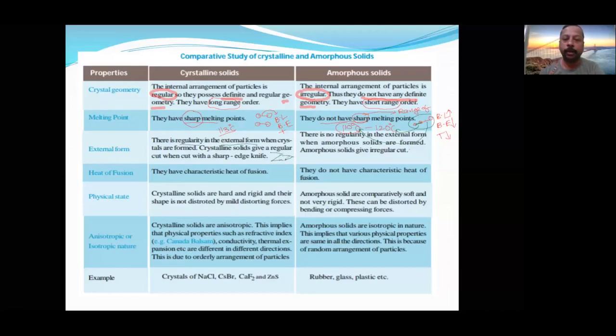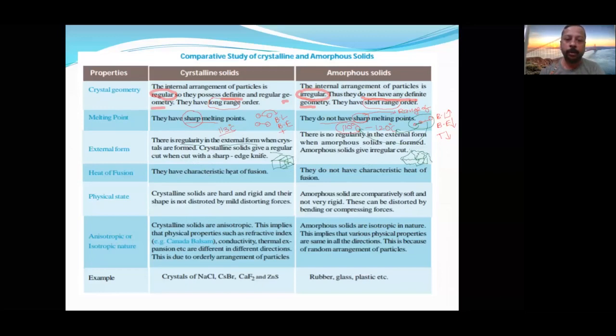Simply, when you are cutting, there is a regularity in the external form also. Suppose this is a crystal. When you cut with the knife, it will cut in a perfect shape. You are going to get a smooth shape. But when you cut the same amorphous solid, this is an amorphous solid, there is already irregularity in its shape itself. So when you cut, you are going to get a rough surface. Understood?